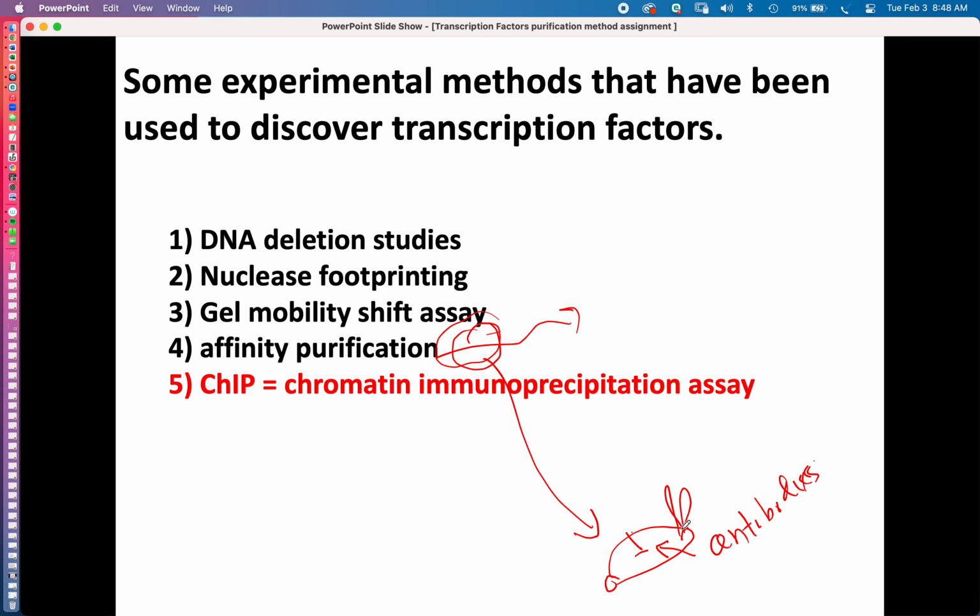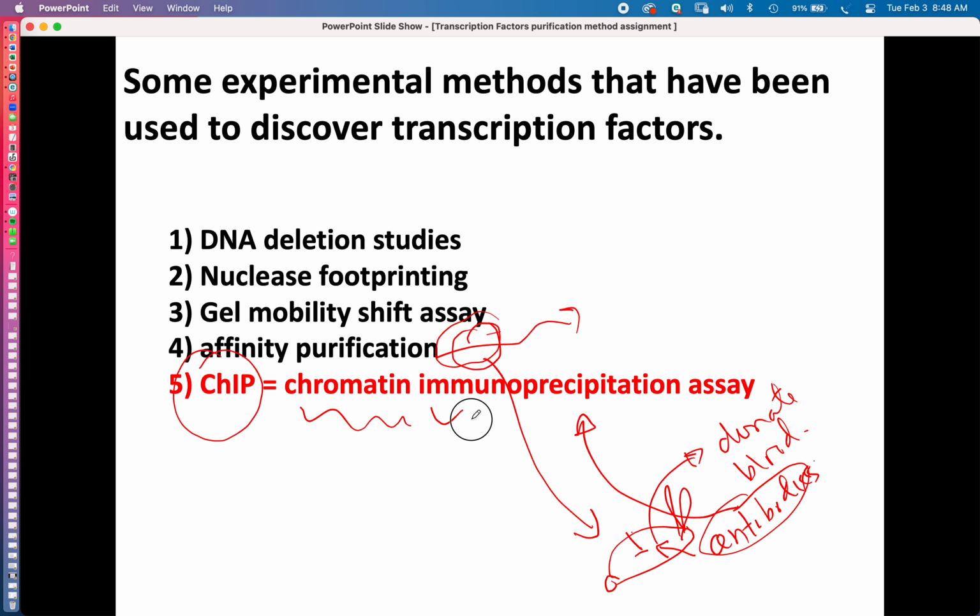And after a month or so, we can have that animal donate blood, just like we donate blood. So donate a little blood and purify these antibodies, and these antibodies can be used to study the protein, because these antibodies will bind to the protein and help us identify the protein. So this last method is called ChIP, and ChIP stands for chromatin immunoprecipitation assay.